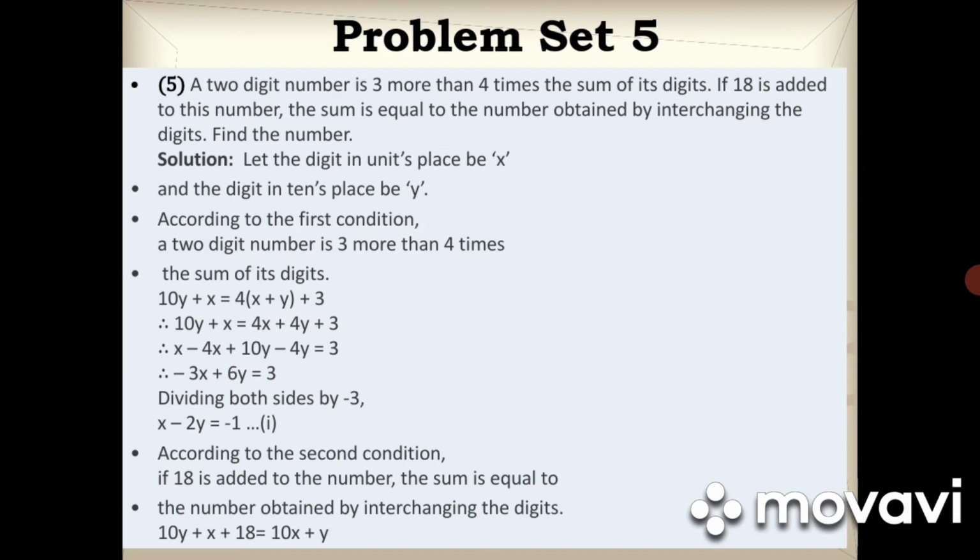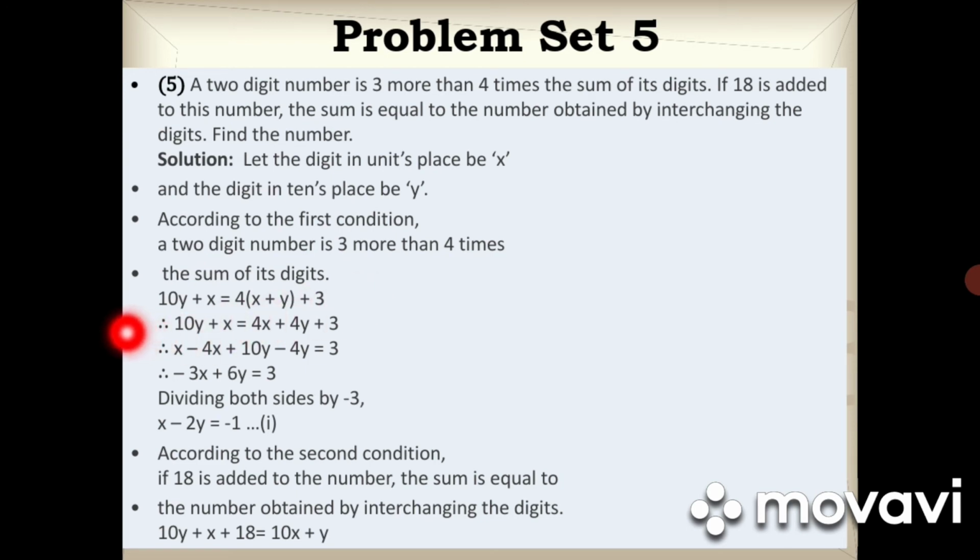Question 5. A two-digit number is 3 more than 4 times the sum of its digits. If 18 is added to this number, the sum is equal to the number obtained by interchanging the digits. Find the number. Solution. Let the digit in the units place be x and the digit in the tens place be y. According to the first condition, a two-digit number is 3 more than 4 times the sum of its digits.